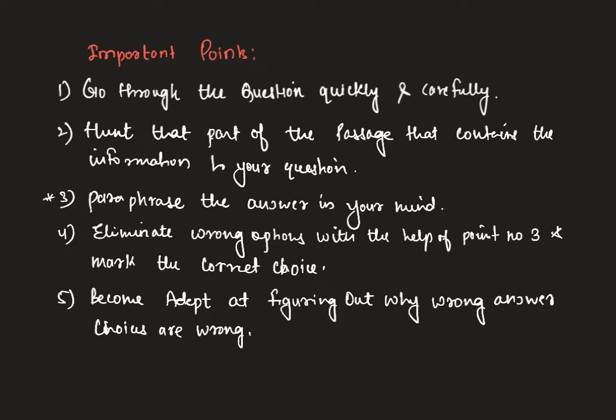Fourth, eliminate wrong options with the help of point number 3 that I have mentioned above and mark the correct choice. And this is a general point that I am giving you: become adept at figuring out why wrong answer choices are wrong. What this will do is you'll know that there is a specific pattern for which the wrong answer choices are wrong, and you will become a pro at eliminating wrong answer choices.